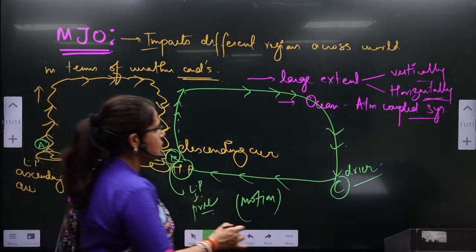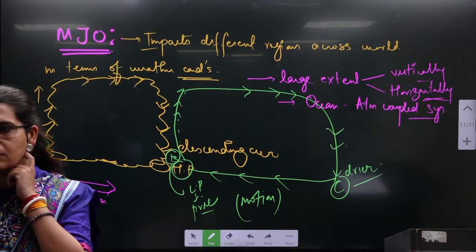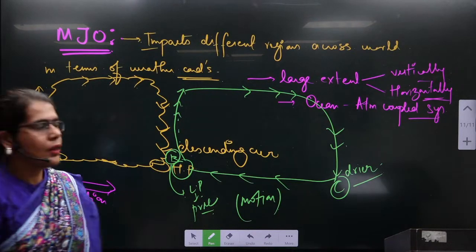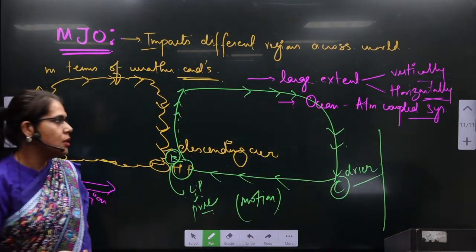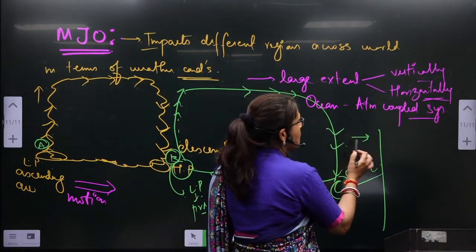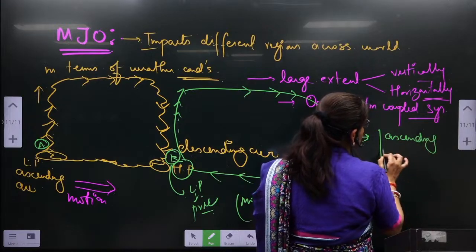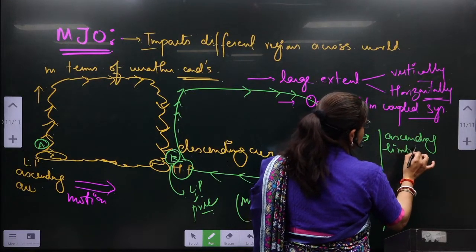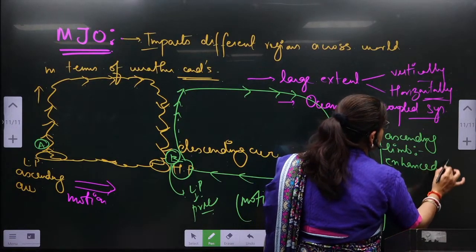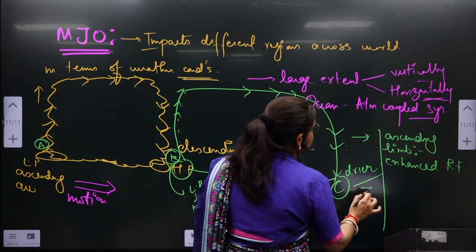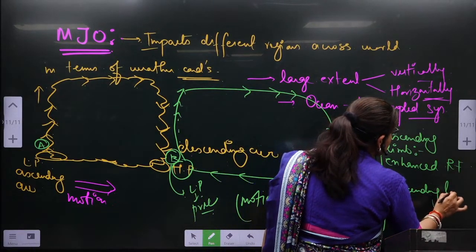Okay, so yes, it can enhance. It is in motion, right? So the ascending limb gives enhanced rainfall, and the descending limb gives suppressed rainfall.